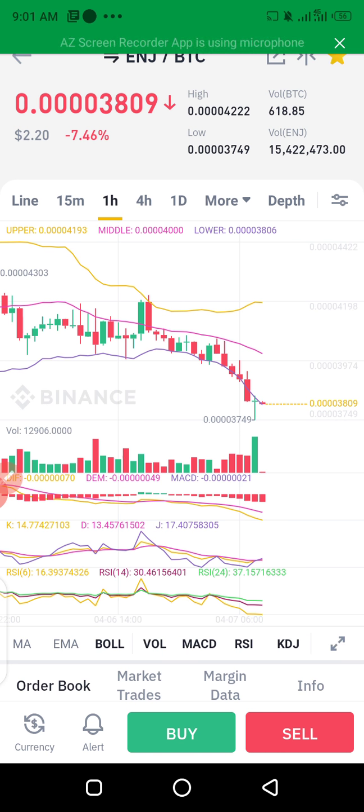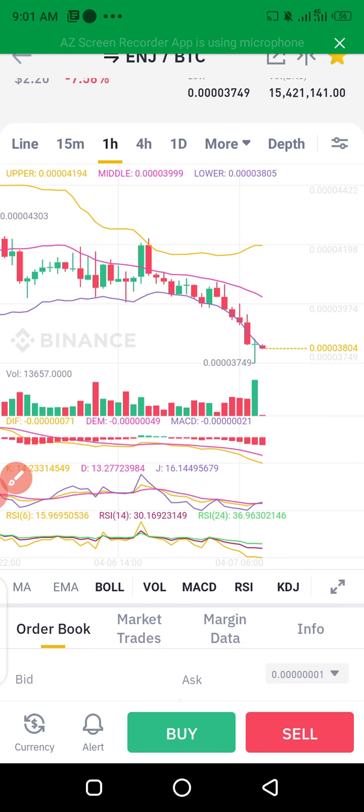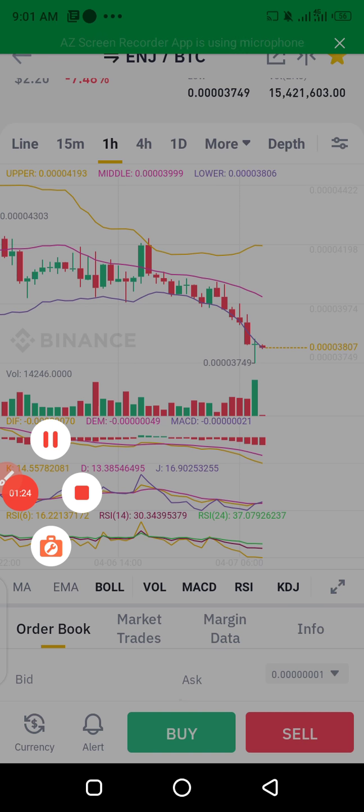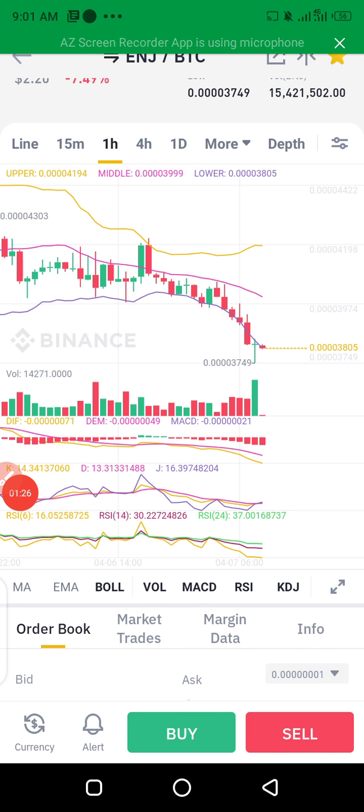So these are ENG/BTC. As you can see here, it is ENG/BTC. In our previous lesson, I told you how to use MACD. I've explained how to use MACD indicators. This is the MACD Bollinger Band. As for me, Bollinger Band is the most accurate indicator so far, followed by MACD.